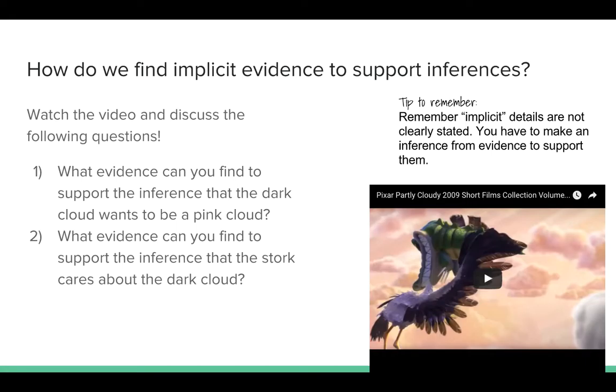So I'll leave those up for a second so you can look at them, get them in your head. And then I'm going to start our video. After our video, you're going to be turning to your shoulder partner, and I want you guys to have a discussion about it. Where do you find that evidence? What type of evidence can you find? Also, just a reminder, implicit details are not clearly stated, so you have to make an inference from evidence to support them. So we're finding implicit details today. All right, let's look at this.